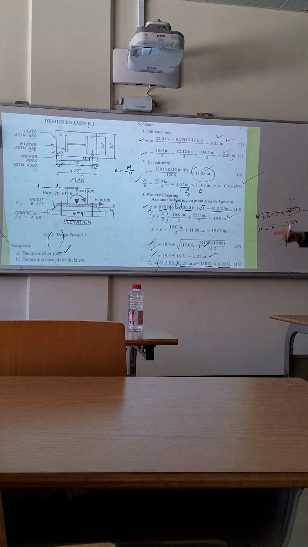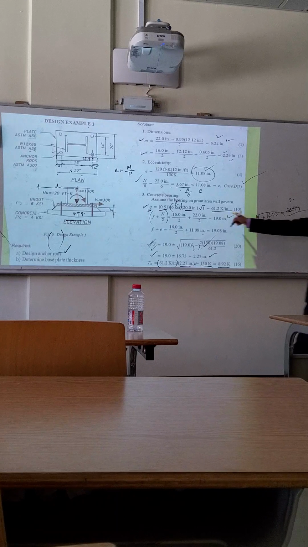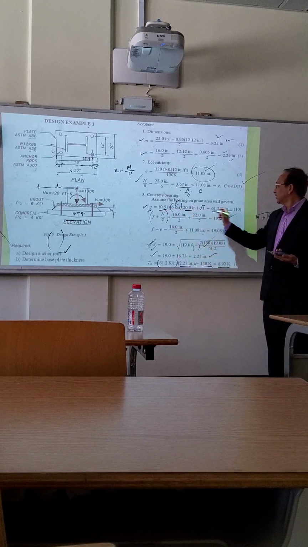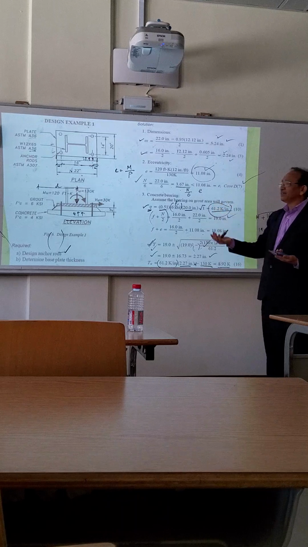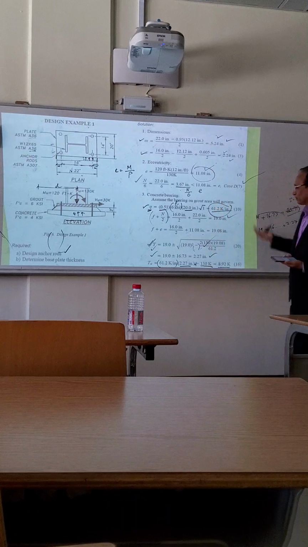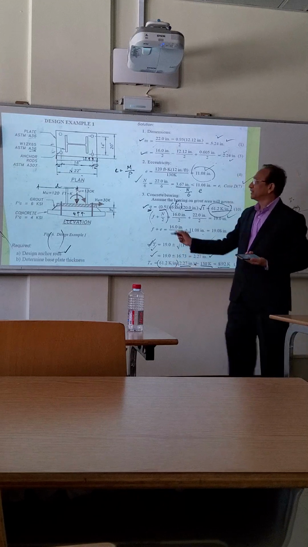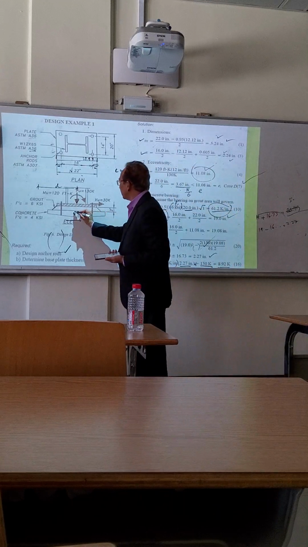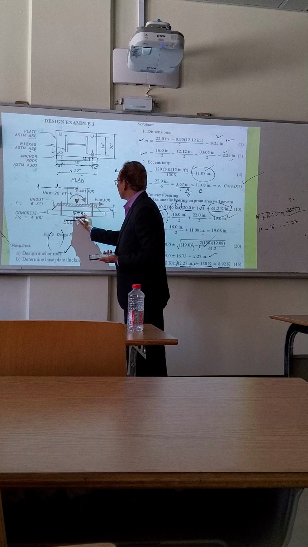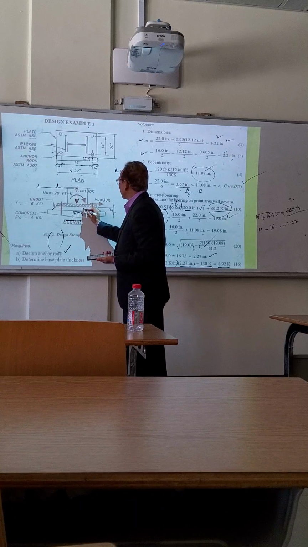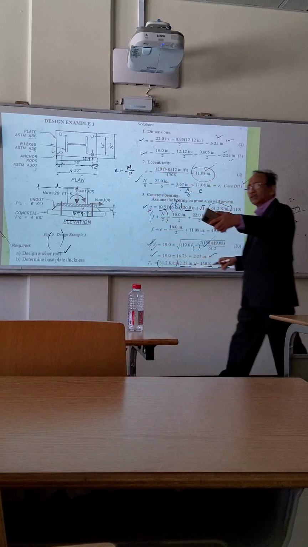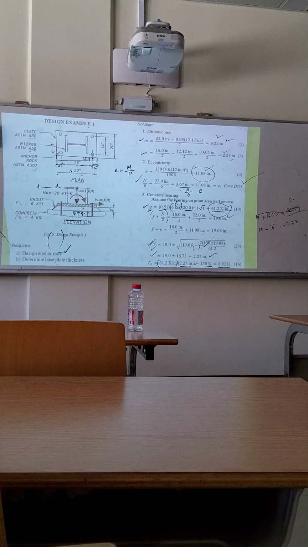This 61 we calculate from here. This is the bearing pressure on concrete. So bearing pressure on concrete, and how much is the length? This is your length Y. The length of concrete which is compressed.